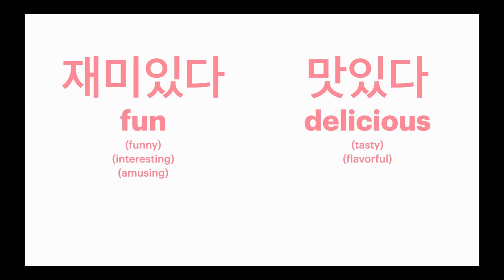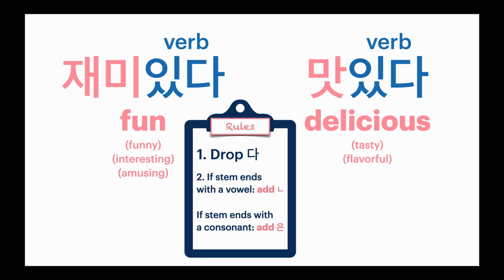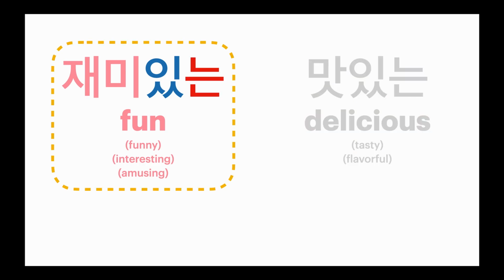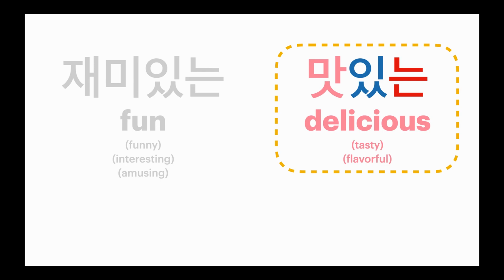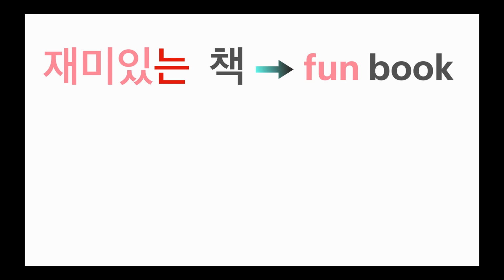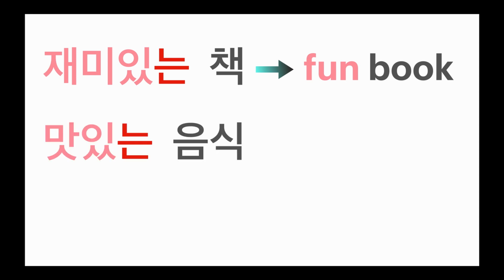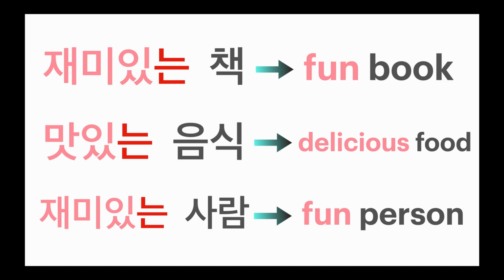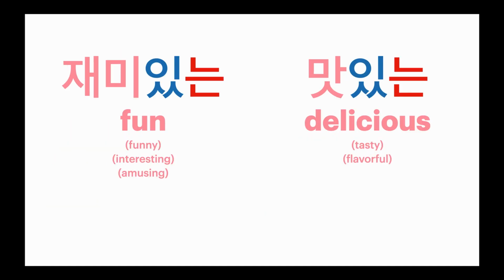재미있다 and 맛있다 are currently in their dictionary forms, but because 있다 to exist is technically usually considered a verb, we can't follow the adjective rules of adding 은 or ㄴ. Instead, we'll just drop 다 and add 는 to get 재미있는 and 맛있는. And now they're ready to go in front of nouns, as in 재미있는 책, fun book, 맛있는 음식, delicious food, 재미있는 사람, fun person. These are just 2 exceptions you'll have to memorize, but if you keep studying Korean, you'll hear them quite often, so don't worry about it too much for today.